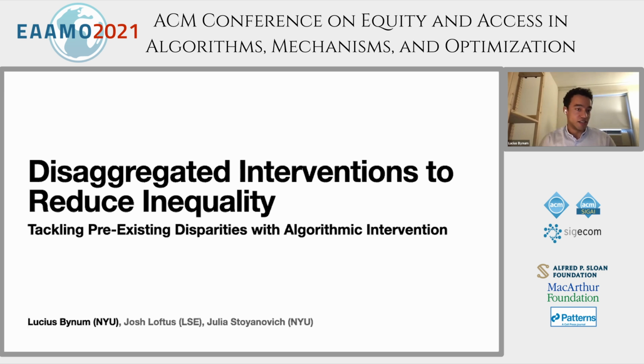Great, thank you. So our paper is titled Disaggregated Interventions to Reduce Inequality, and this is joint work with Josh Loftus at LSE and Julia Stoyanovich at NYU.